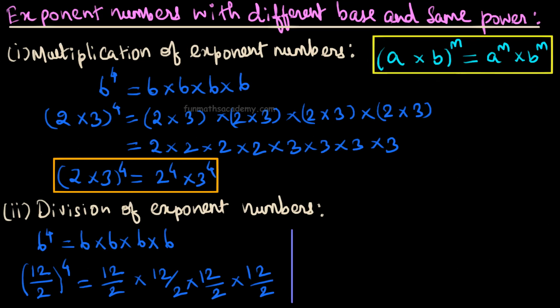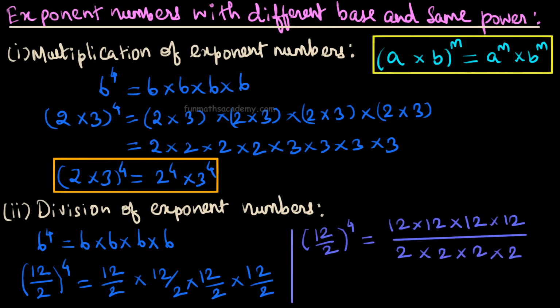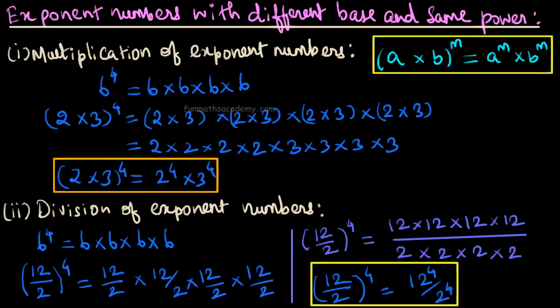We do know how to multiply fractions, right? Numerators will be multiplied separately. Denominators will be multiplied separately. So we get 12 times 12 times 12 times 12 upon 2 times 2 times 2 times 2. This in exponent form will be 12 power 4 upon 2 power 4. So 12 by 2 the whole power 4 will be equal to 12 power 4 upon 2 power 4.